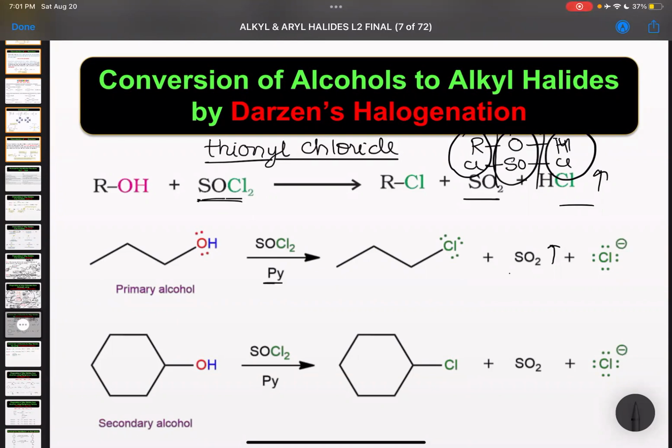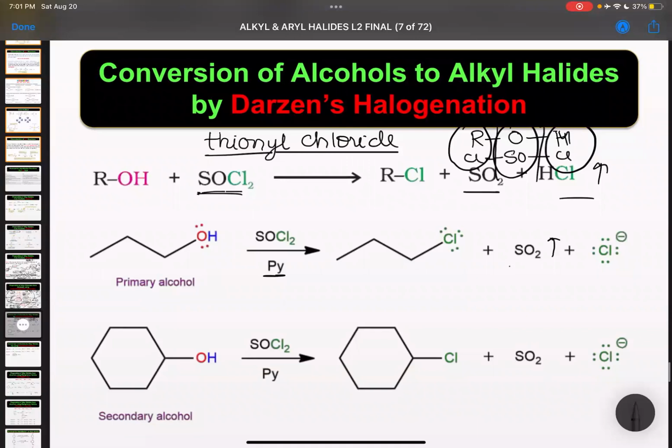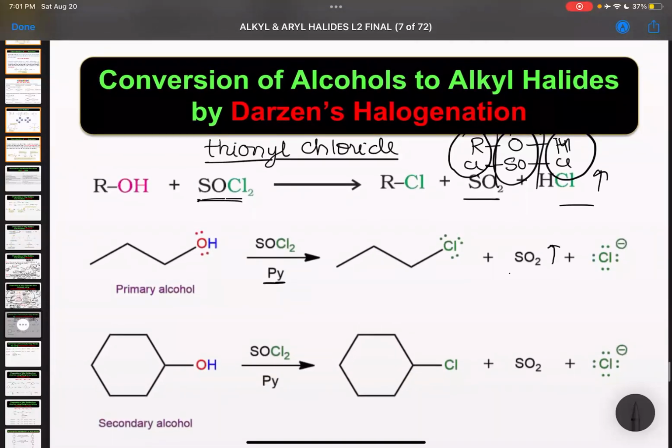Why is this written, PY? What is this? This is pyridine. Sometimes the HCl is absorbed by pyridine. This is a base and it reacts with HCl and accepts the HCl. Sometimes it may be written. Even if it is not written, you must do the reaction. Clear? The best method.